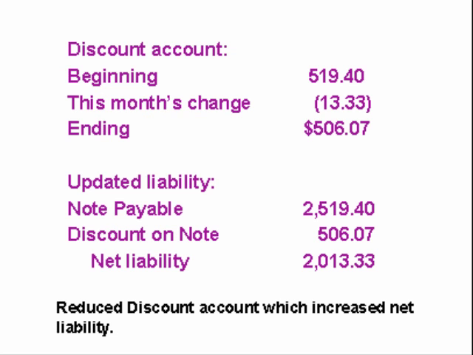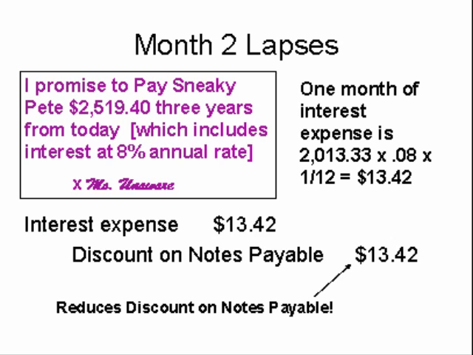So now some of that unearned interest that was in the discount account has been earned. So you reduce the discount account. That will increase your net liability. See how that works? The note payable account never changes, but the discount amount changes to show the unearned interest being reduced as it's earned.